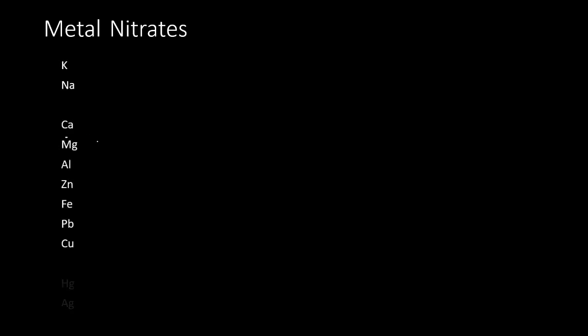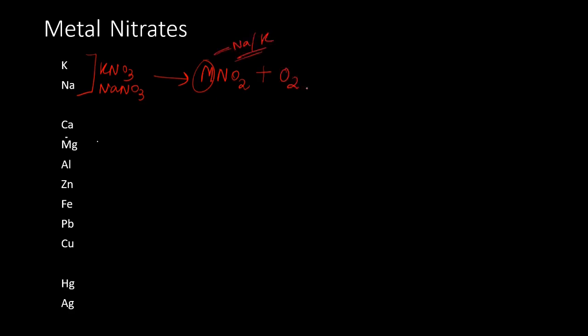Same, the series again. Now KNO3 or NaNO3, when it is heated, they will break. However, very strong heat needs to be given. They will form the corresponding metal nitrite, MNO2, and this is the indication that it's a metal nitrite, plus O2. Either sodium or potassium, in both cases the same thing will form. Oxygen gas is formed.